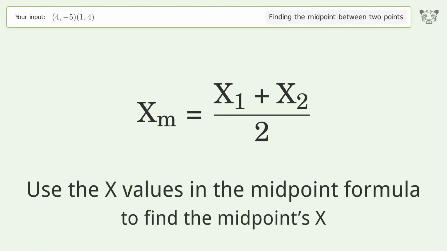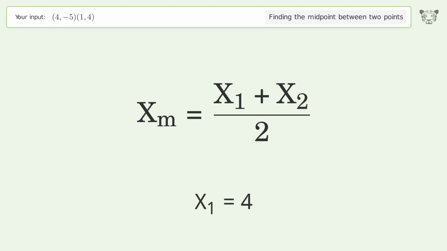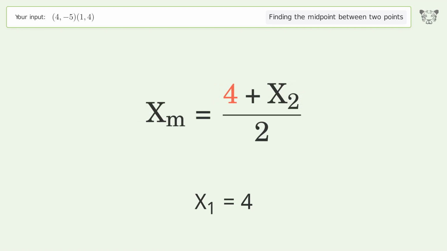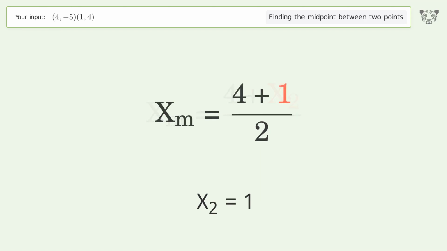Use the x values in the midpoint formula to find the midpoint's x. x1 equals 4. x2 equals 1. Simplify the arithmetic.